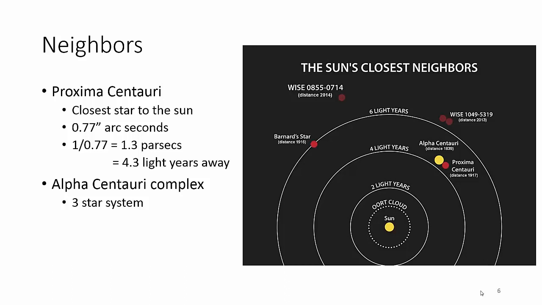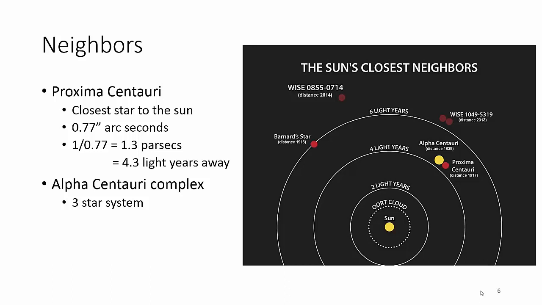Proxima Centauri. Okay, it's 0.77 arc seconds, so less than 1, which means it's going to be bigger than 3.3 light years away. And sure enough, it is. It's 4.3 light years away. Right? It's 1.3 parsecs. And again, that goes back to how that relationship in the equation works. In this system, the Alpha Centauri system, there's actually 3 stars in there.